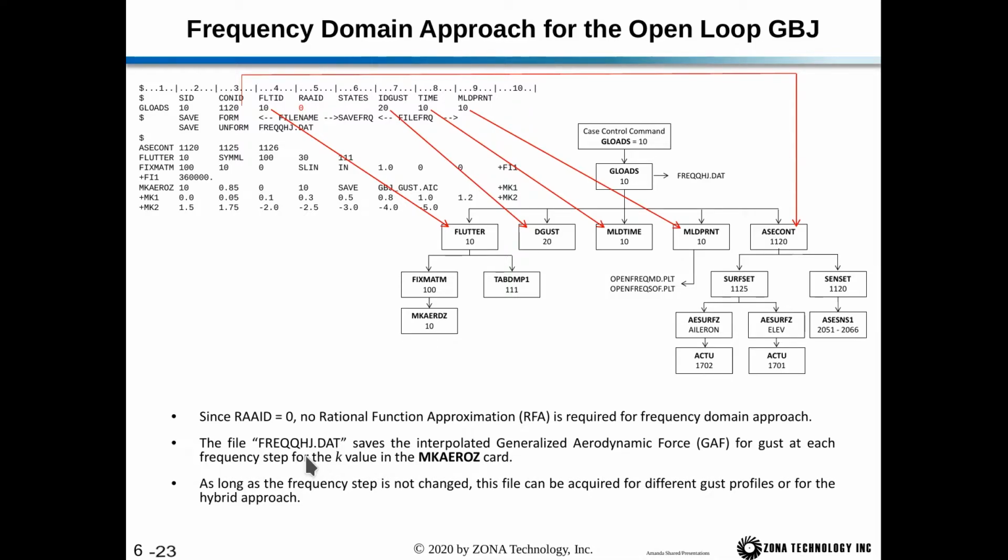Also, we're going to save the frequency domain data from the Gust. So the file freqqhj.dat saves the interpolated generalized aerodynamic forces for the Gust at each frequency step of the K values in the MK-AERO Z card. Now, as long as this frequency step is not changed, this file can be acquired for different Gust profiles or for the hybrid approach. So we'll see that on the later subcases.